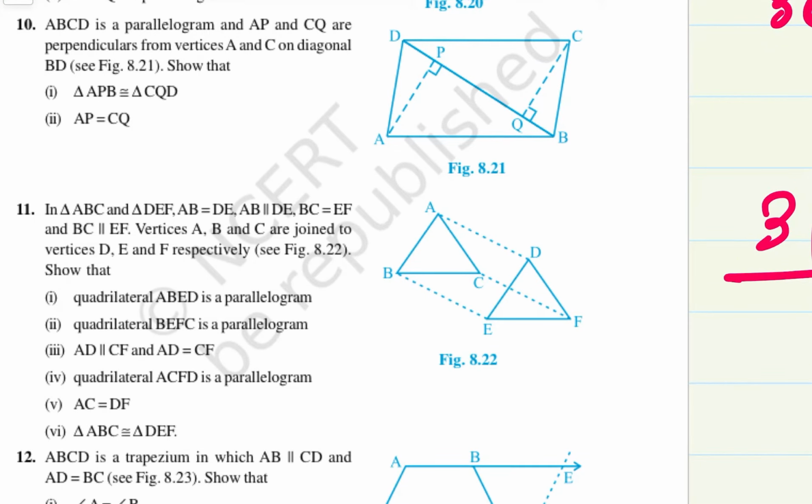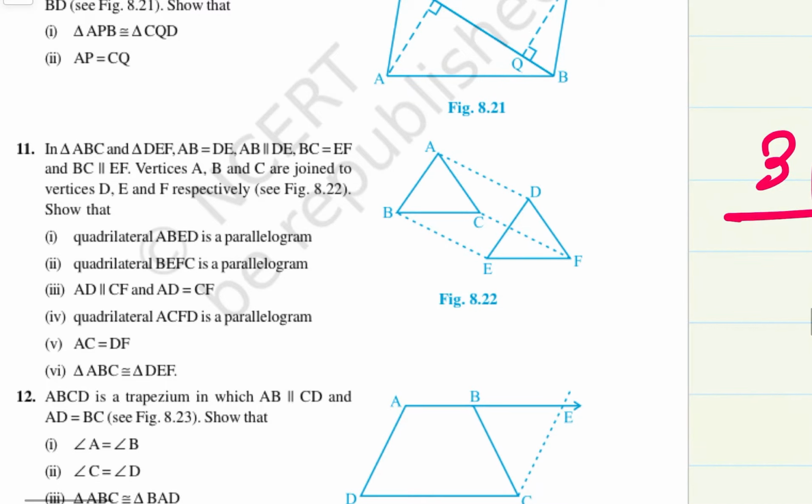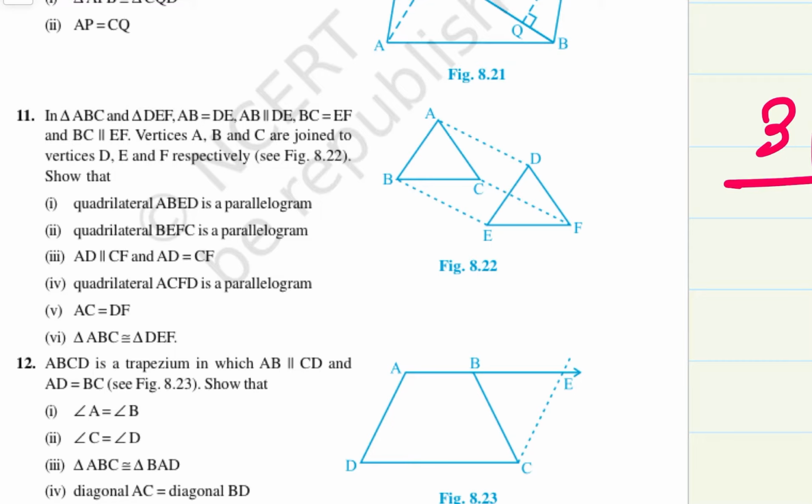In triangle ABC and DEF, AB is equal to DE and AB is parallel to DE. BC is equal to EF and BC is parallel to EF. Vertices A, B and C are joined at vertices D, E and F respectively. We have to prove quadrilateral ABED is a parallelogram, quadrilateral BEFC is a parallelogram, AD is parallel to CF and AD is equal to CF, quadrilateral ACFD is a parallelogram and AC is equal to DF, and triangle ABC is congruent to triangle DEF. This is what we are supposed to prove.